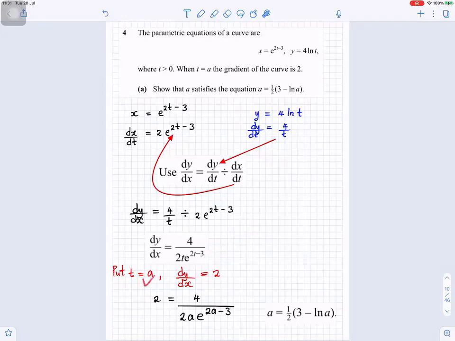Now we put t equals a. It says that t equals a. So we put t equals a and put dy over dx equals 2. dy over dx is 2, t equals a. So put the 2 there and put a for t. So have 2 equals 4 over 2a e^(2a-3).